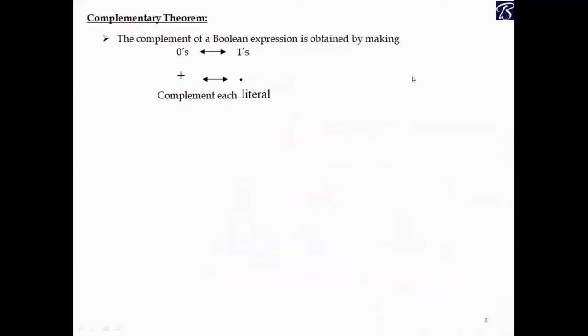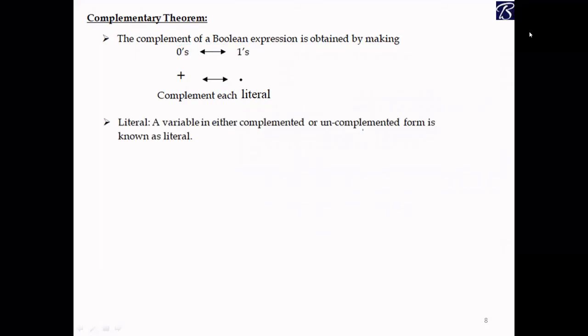Now let us see complementary theorem. To get the complement of a Boolean expression, first do the duality, the same principle you apply, and complement each literal. After the duality, you just complement each literal. Okay, what is the literal? A variable in either complemented or uncomplemented form is known as a literal.